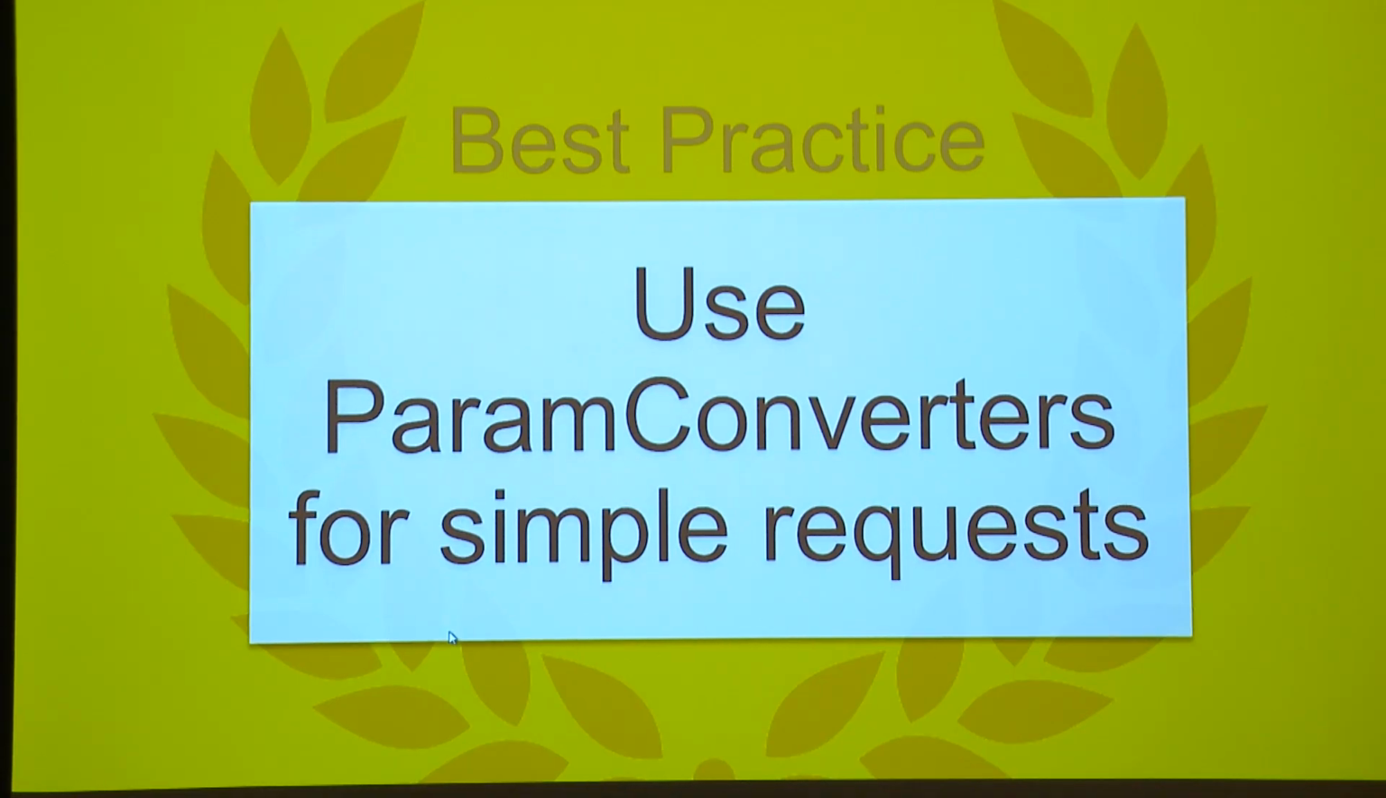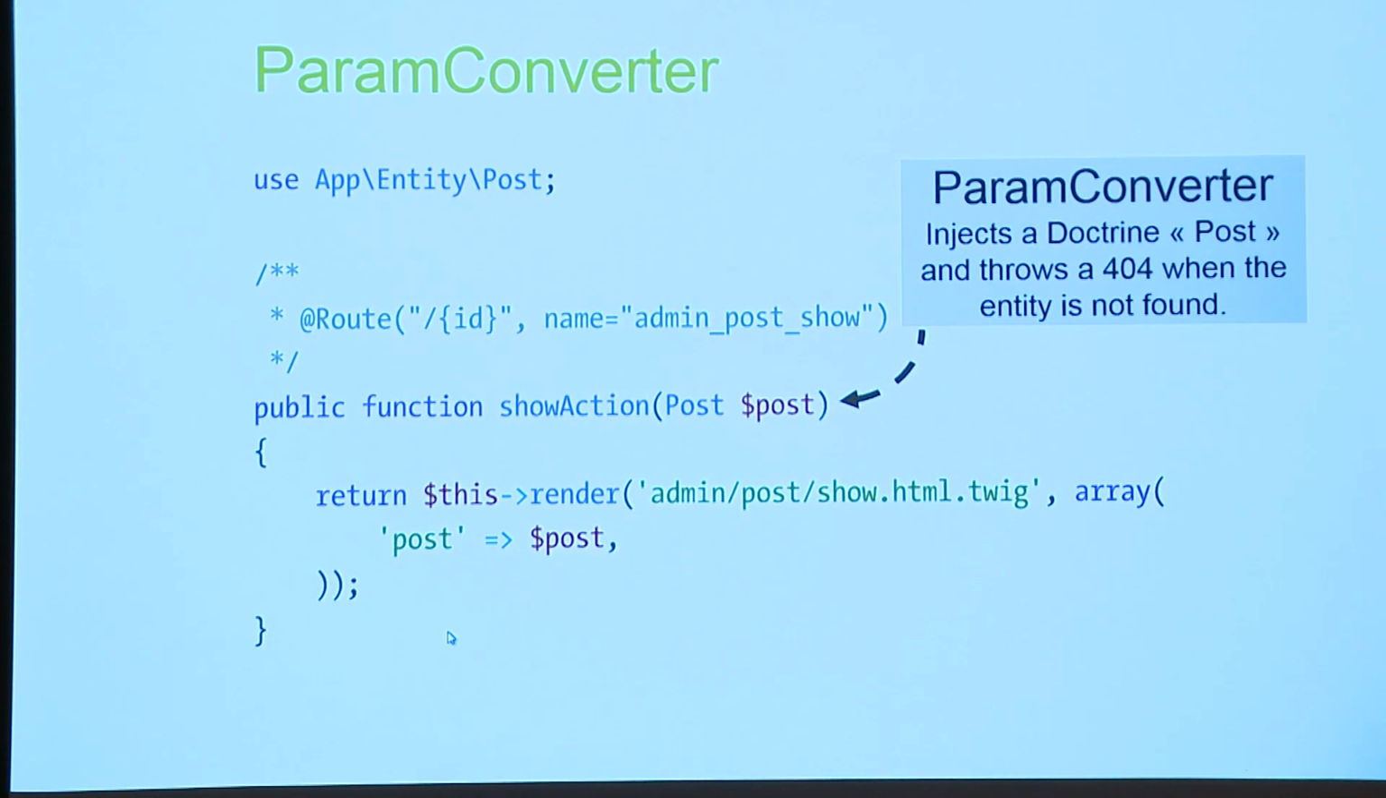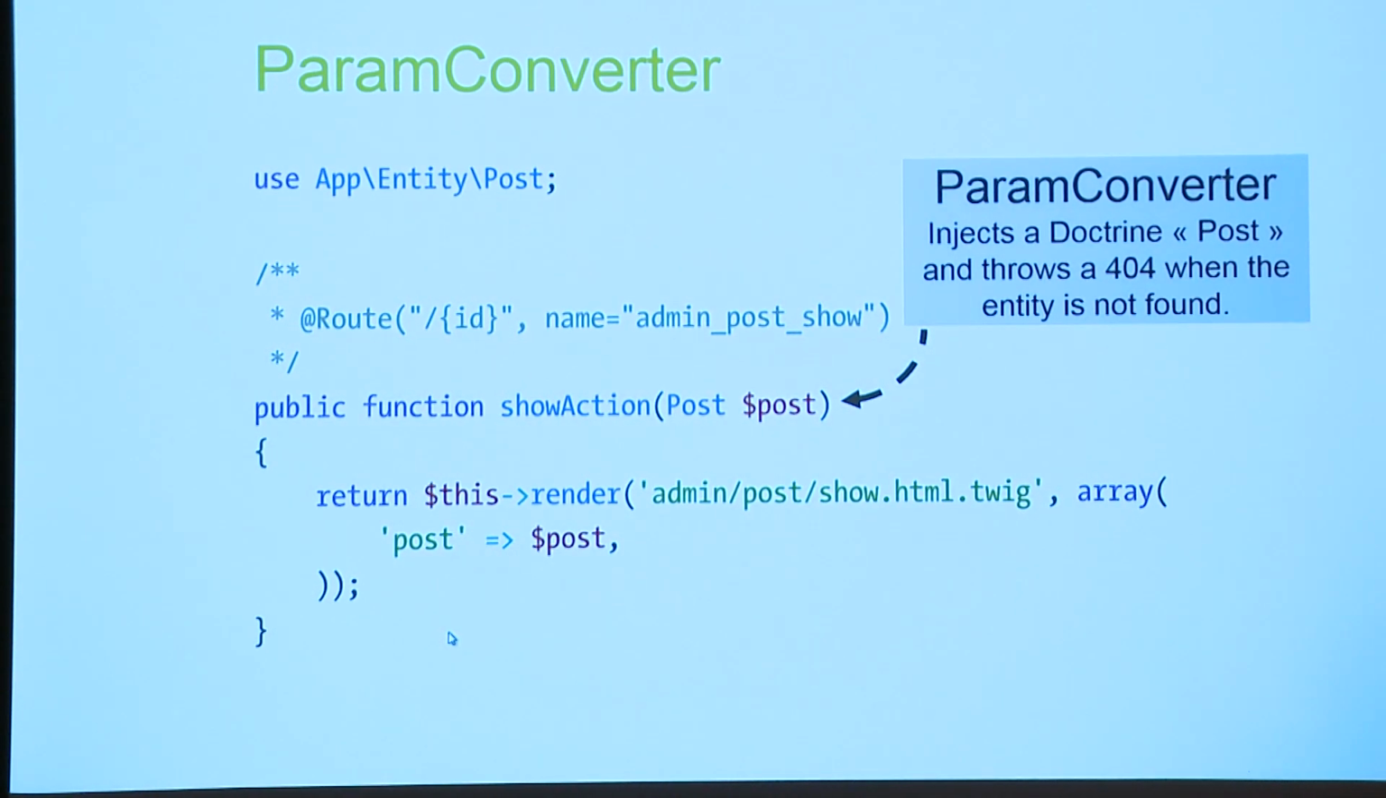So use param converters for simple requests. So this is a nice feature. When you have entities, you can type in for the entity on the action. I'm sure you already know about that. Just use it. It will map the ID parameter to the entity that has this ID and that matches the type hint. So that's so nice to use.